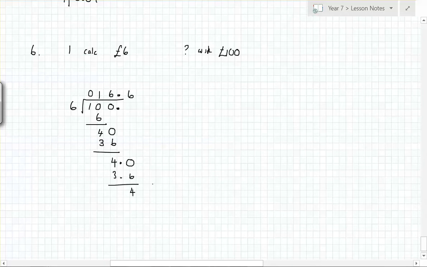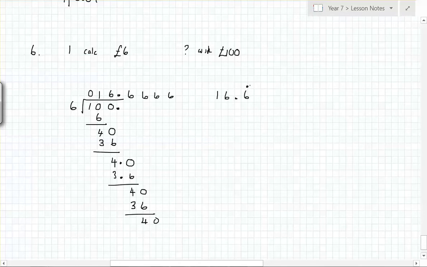Wait, how's it 3.6? Because I've ignored the decimal point. 6 times 6 is 36. Oh, so the thing is, you can't buy a fraction of a calculator. We'll discuss that at the end. That's why it's worth 2 marks. So what happens, it's going to keep going like that, isn't it? It's a recurring number, so it's going to be 6, 6, 6, 6. So what we would write is 16.6 with a dot on the 6.